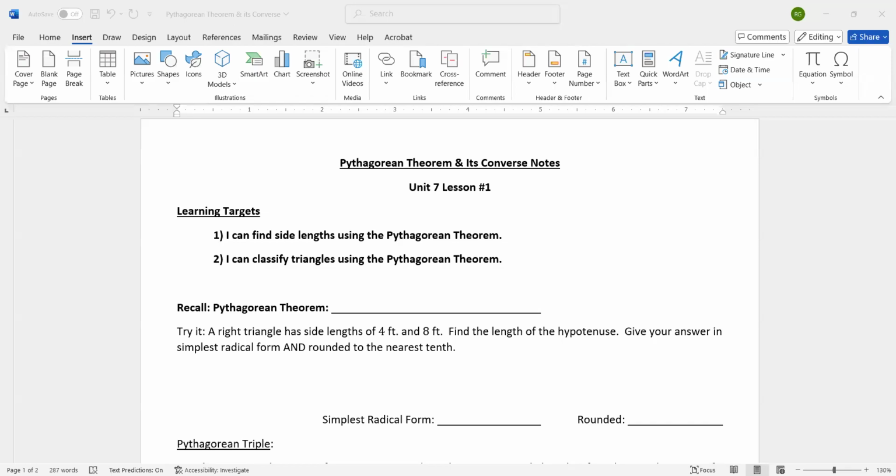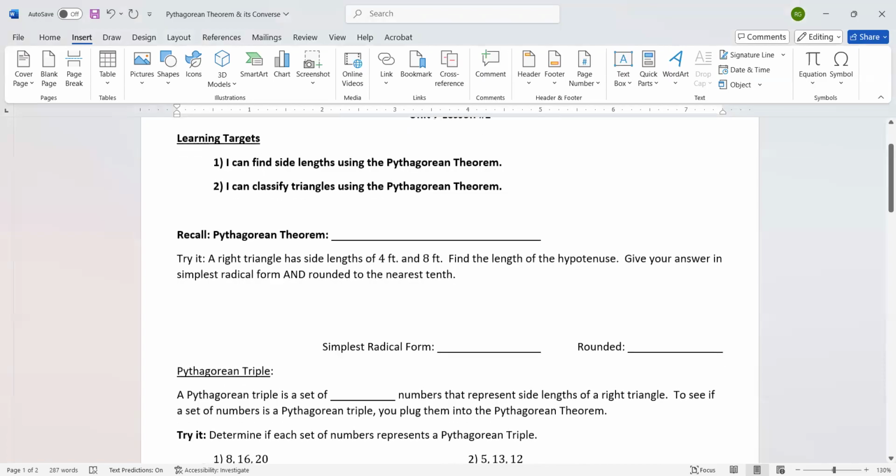Hello and welcome to our first real lesson of second semester: the Pythagorean theorem and its converse. There's a little bit of new stuff here, but a lot of this is review. What I'm hoping you'll be able to do by today is find side lengths using the Pythagorean theorem, which you might know already. The new part is probably classifying triangles using the Pythagorean theorem.